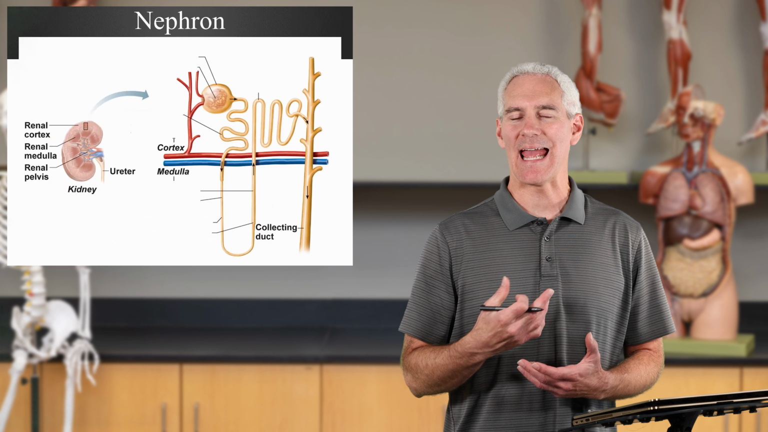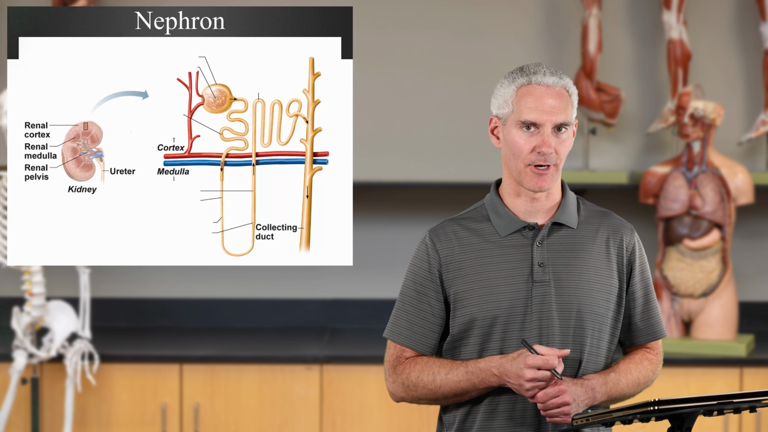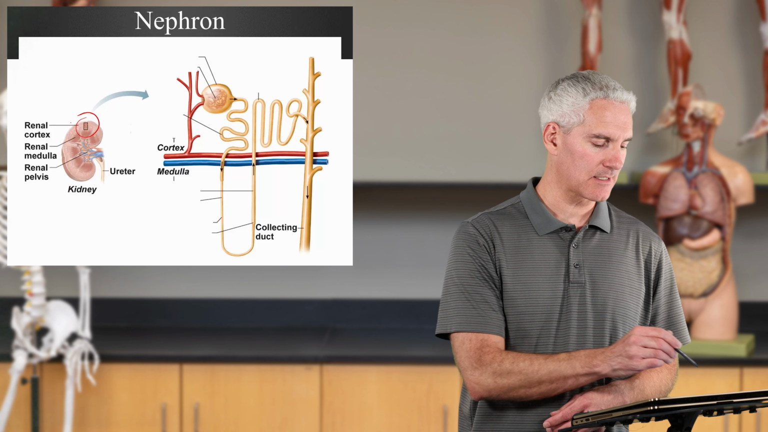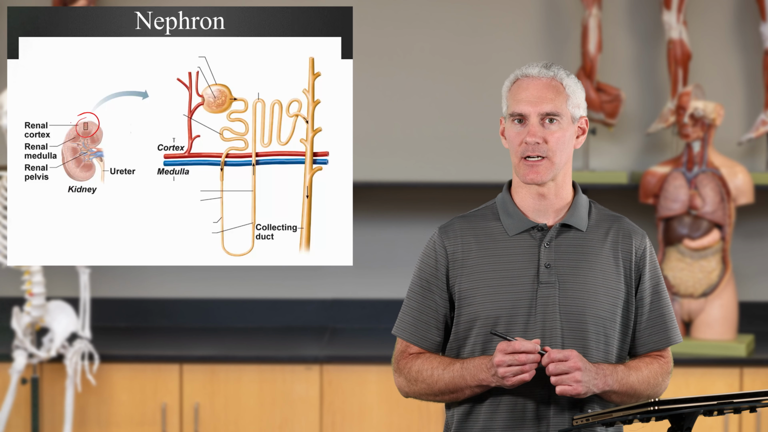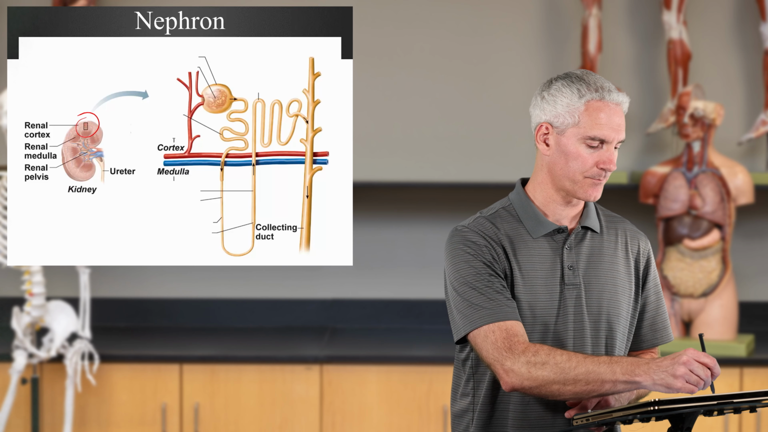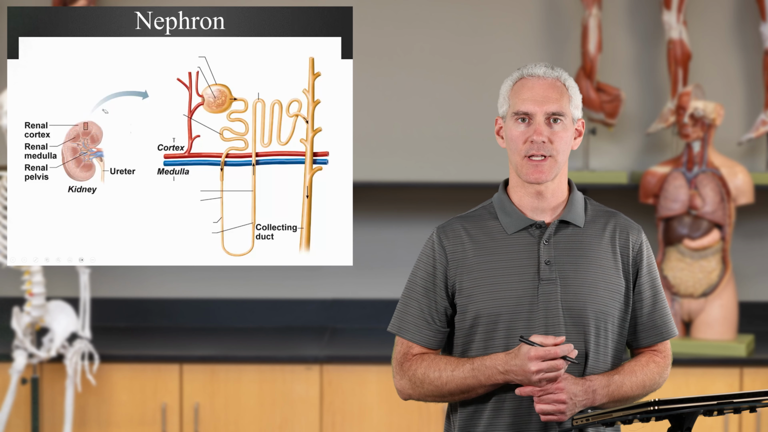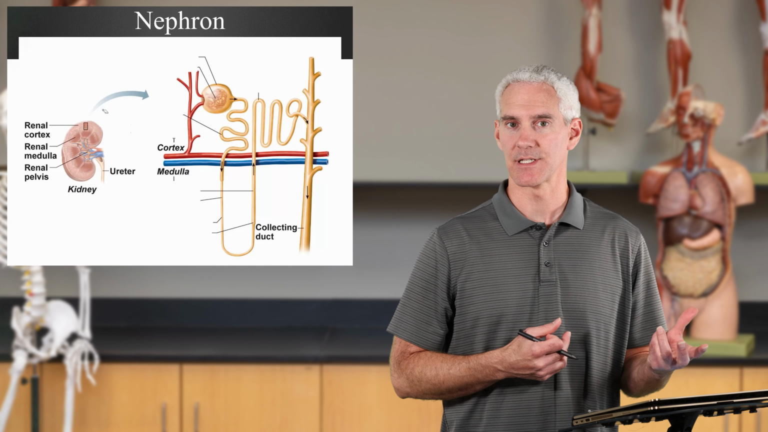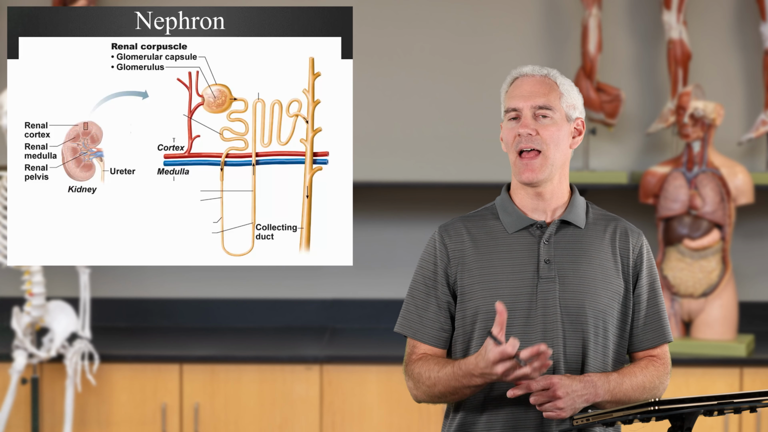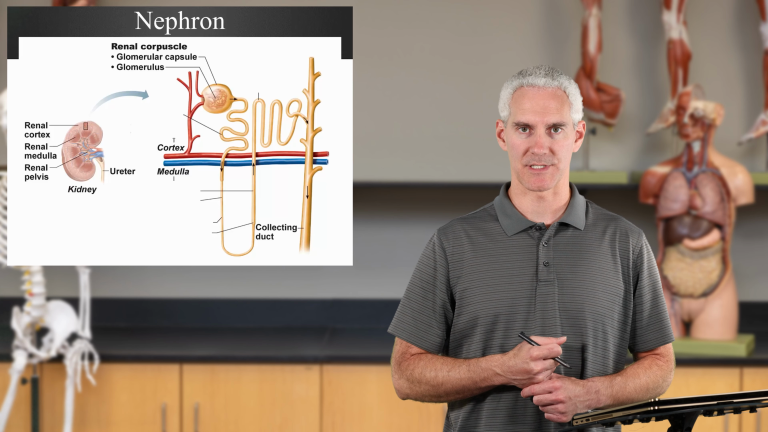Now we need to look at the actual structure of a nephron. Now you have one nephron here, and it's shown just coming out of that little tiny box over there. So really you have these all scattered throughout the entire cortex. So the first thing to look at is where the cardiovascular system, the blood, interfaces with the nephron. And that's at this thing called the renal corpuscle.